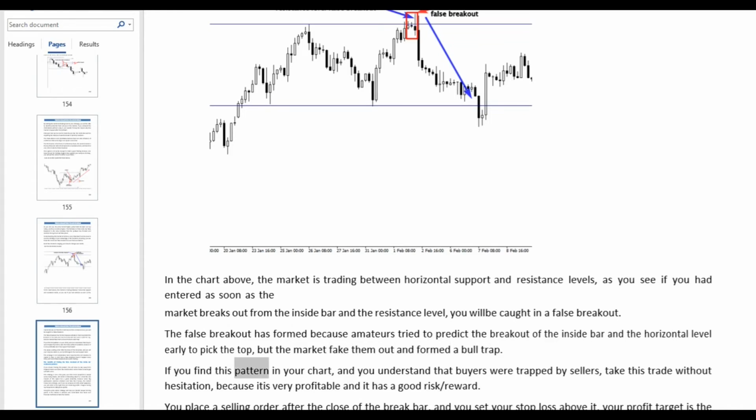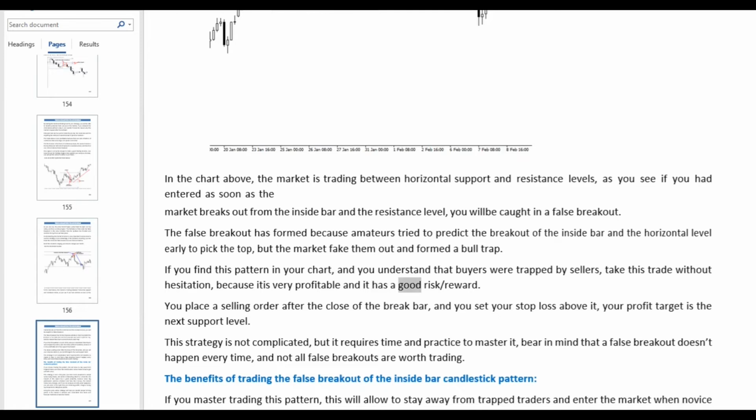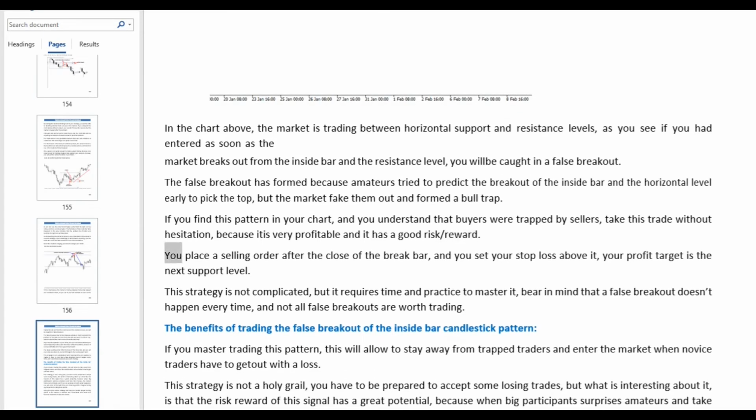If you find this pattern in your chart, and you understand that buyers were trapped by sellers, take this trade without hesitation, because it is very profitable and it has a good risk/reward. You place a selling order after the close of the break bar, and you set your stop loss above it. Your profit target is the next support level. This strategy is not complicated, but it requires time and practice to master it. Bear in mind that a false breakout doesn't happen every time, and not all false breakouts are worth trading.